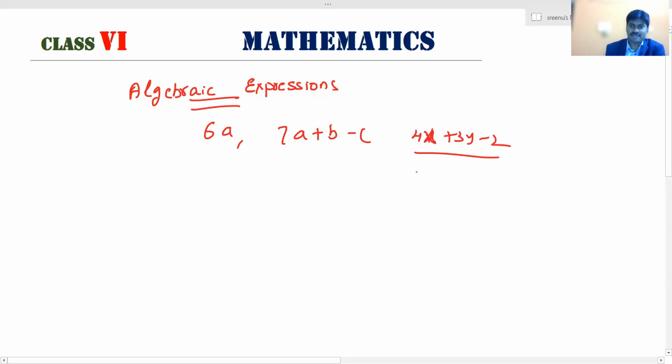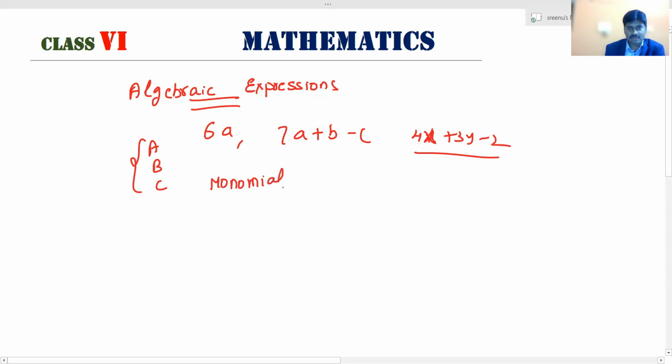7a plus b minus c, 4x plus 3y minus 2. So these are the algebraic expressions. Generally, we denote them with capital A, B, C. Right? Among these, we can separate them according to the number of terms.